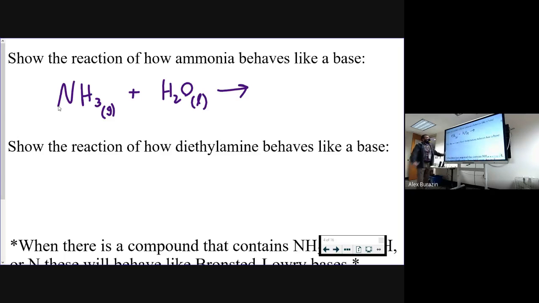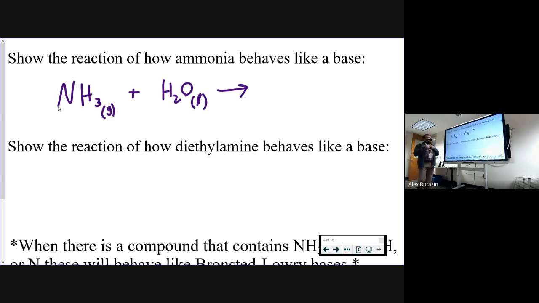When ammonia gets added to water, the ammonia will behave like a Bronsted-Lowry base, meaning the ammonia will accept a hydrogen. What's it going to accept a hydrogen from?